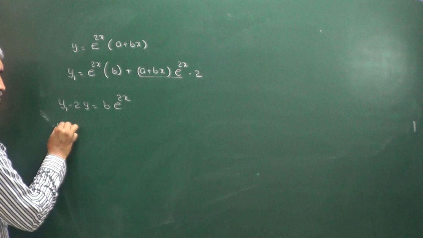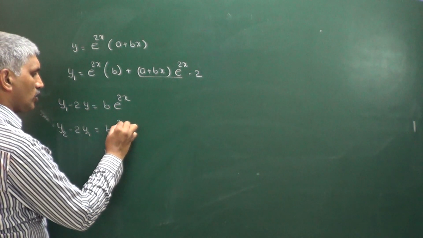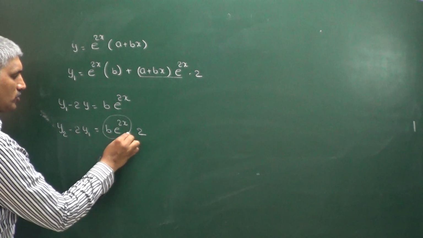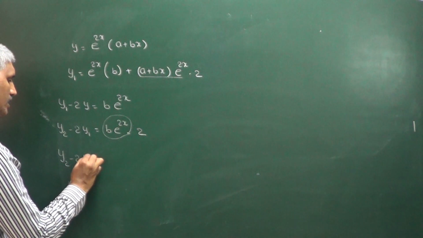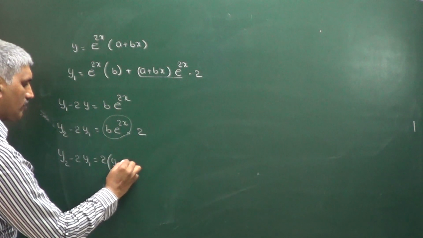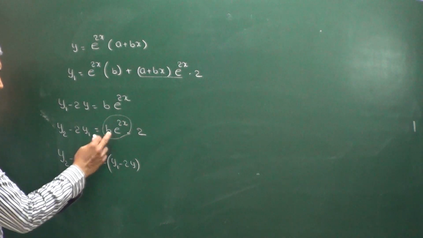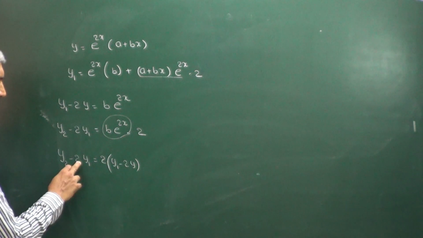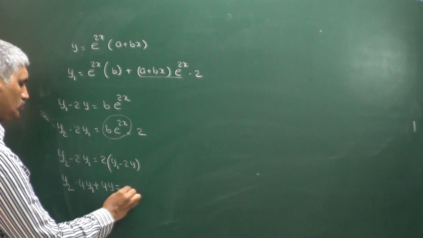Again differentiate this one. y2 minus 2 times y1 is equal to b into e to the power of 2x into 2. Now in place of b into e power 2x, we can write y1 minus 2y. Therefore we get y2 minus 2 times y1 is equal to 2 into y1 minus 2y. Now after complete simplification, y2 minus 2y1 becomes minus 4y1 plus 4y is equal to 0.